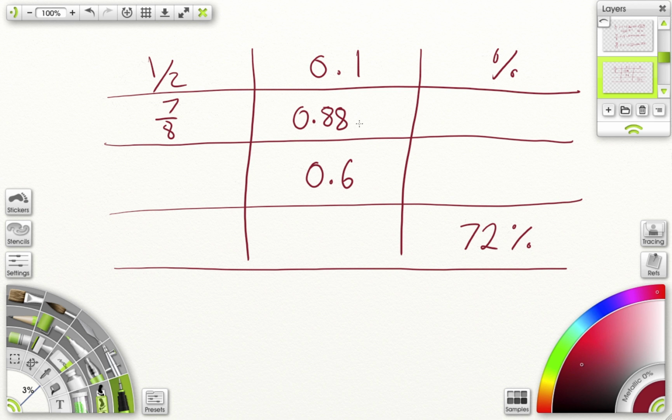And to convert it into a percentage, I times that by 100, which would give me 88%. So that one is pretty easy. To take a decimal, we already know how to take a decimal into a percent. So that's what we're going to do first, is take this decimal and times it by 100. So 0.6 times 100 gives me 60%. But I'm missing the fraction.